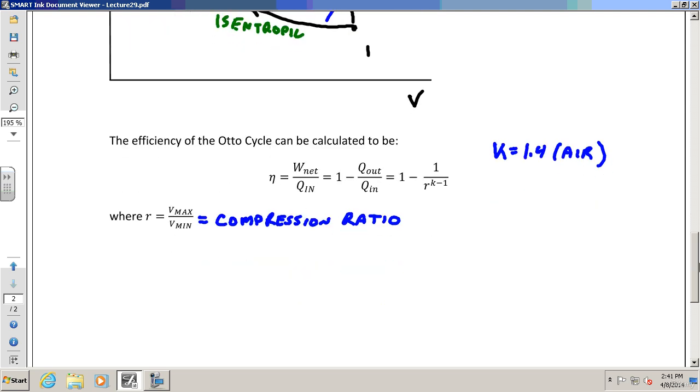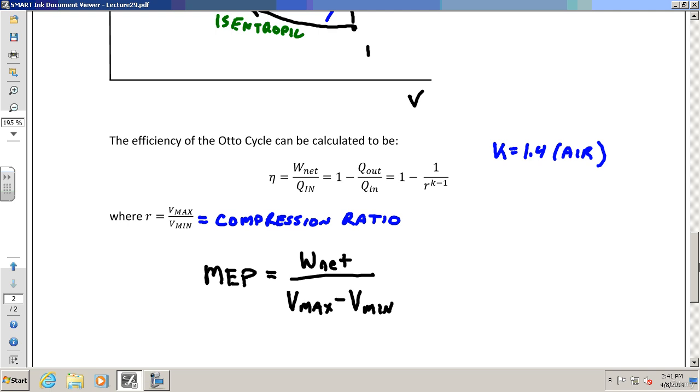One more thing. There is another measure that we use sometimes. It's called MEP, or mean effective pressure. Basically it's the net work you get out divided by the volume change, V max minus V min, total or per cylinder, it doesn't really matter. So it's kind of like an average pressure.